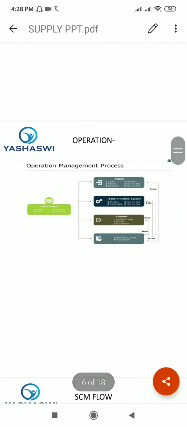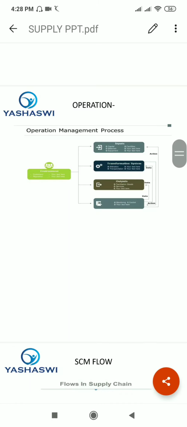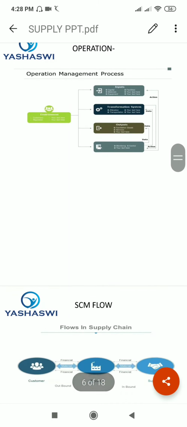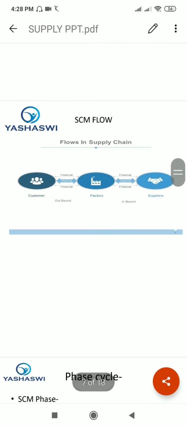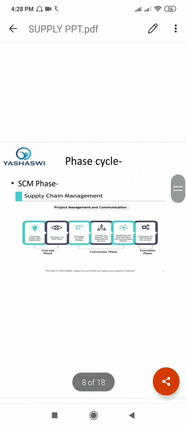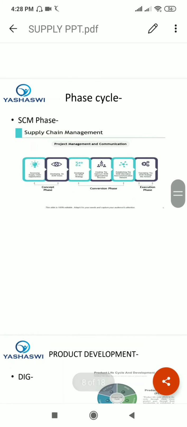Now in the operation system, there is input, transporting system and output with the environmental condition. There is a flow diagram of SCM covering inbound logistics, outbound logistics, inbound flow and outbound flow. In inbound flow, there is the supplier, financial and material conditions with the factory. After that, outbound logistics is related to the supply concept of the factory and the end customer. There is also a phase diagram of SCM: concept phase, conversion phase and execution phase.